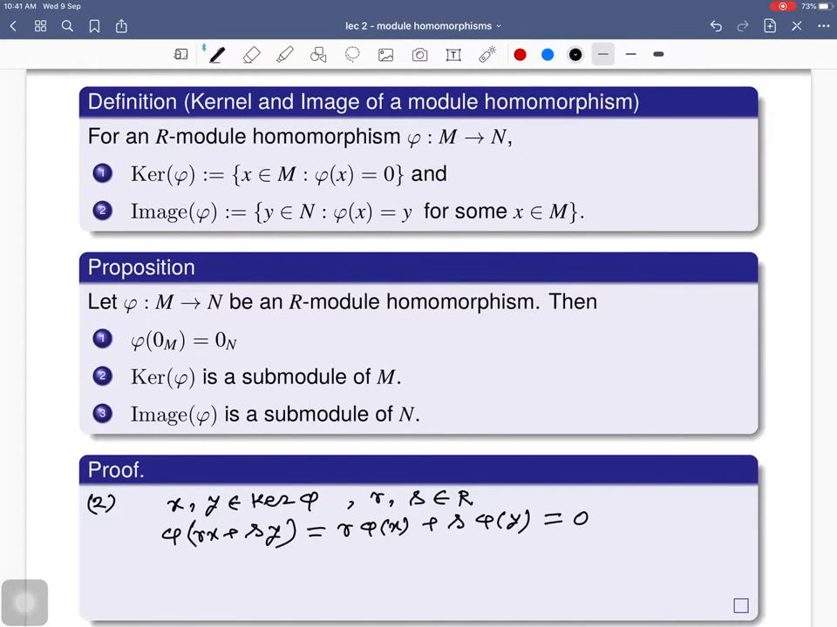And the third statement, it says that image of phi, this is a submodule of the codomain. So from the first statement, again we see that image of phi, this is a non-empty subset, because 0 element of N, it is there inside image of phi. Now only thing we need to prove that it is closed under addition and scalar multiplication. So this is proof of the third statement.